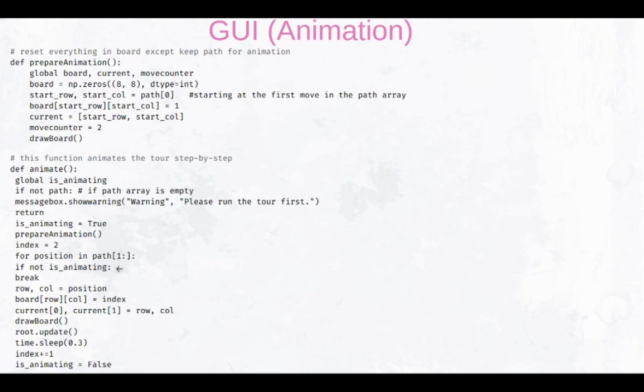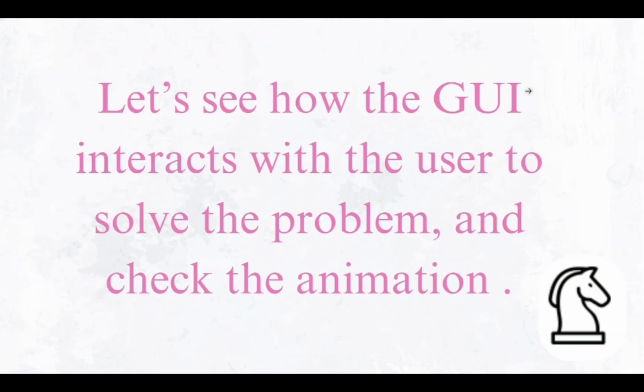Now, if for any reason the user wants to stop the animation, or any kind of external interruption, this will happen right here. It is if not is animating, it will break. So whenever the user wants to stop the animation or something happens, it will immediately stop and break out of the loop. And now we will see how the GUI interacts with the user and solve the problem and check animation.